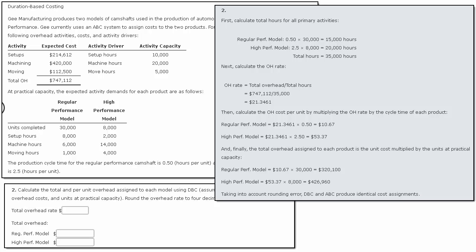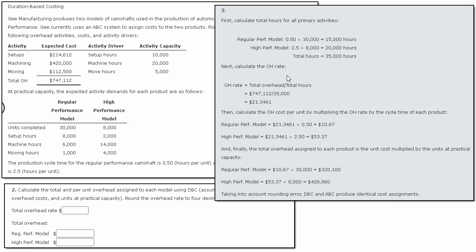Okay, so now let's see how we came up with the solution to number 2. So the first step you have to do is calculate the total hours for all the primary activities. Okay, so 0.5 is the production cycle time they gave you for the one product, the regular performance, and the 2.5 is the high performance, the production cycle time. And you're going to multiply that times the 30,000 units completed, or the 8,000, to come up with what the hours would be for each product and in total.